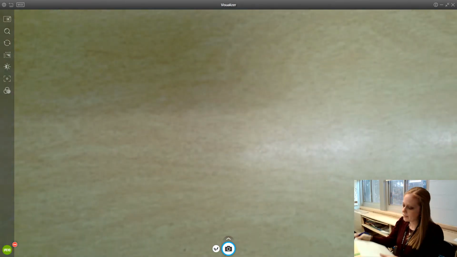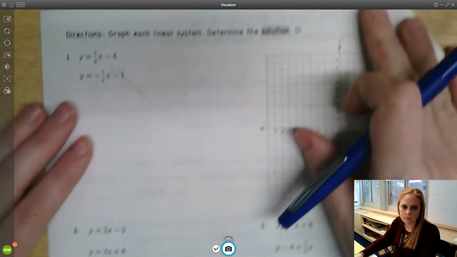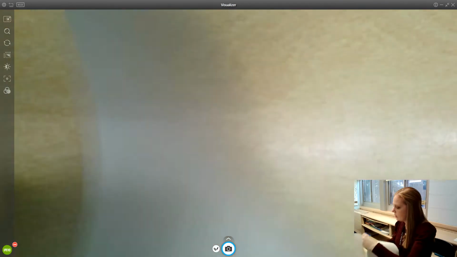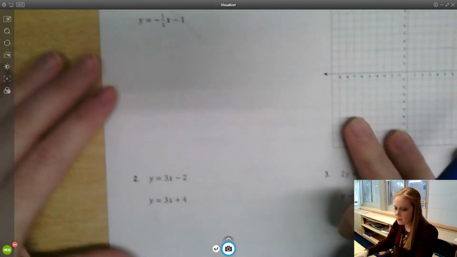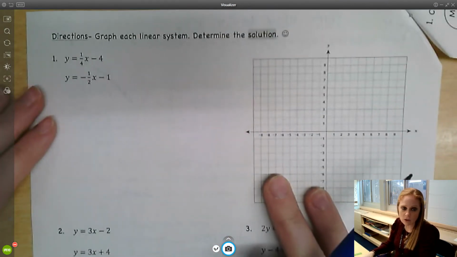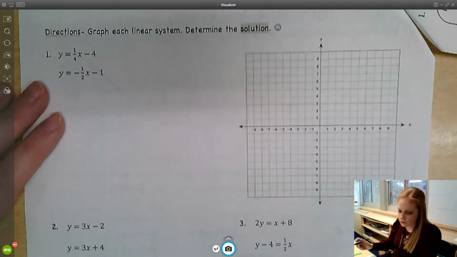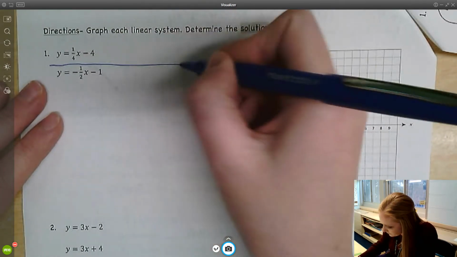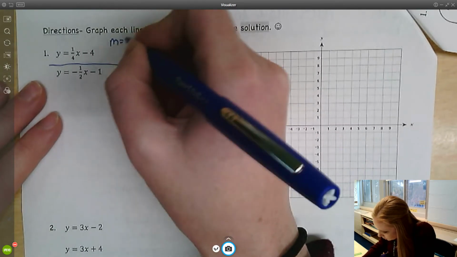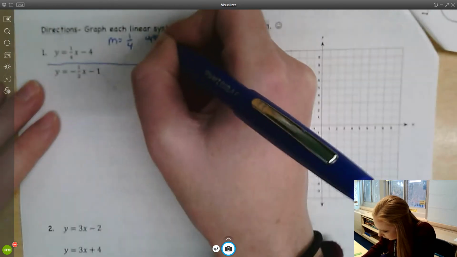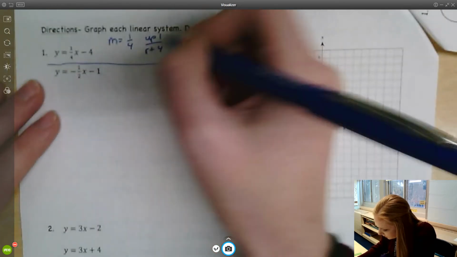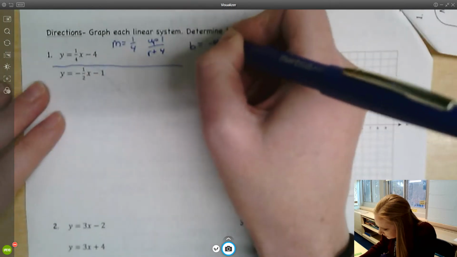Okay, let's look at some practice problems. So we have two linear equations. We have a system and we have to graph them and try to find the solution. All right, so for this one, our slope is 1/4, so we're going to go up 1, right 4, and our b is -4.